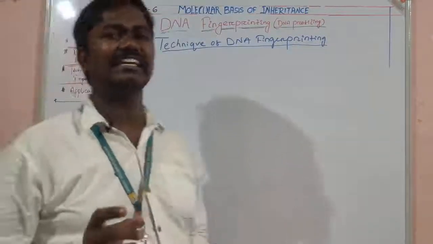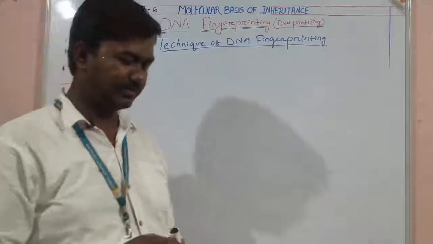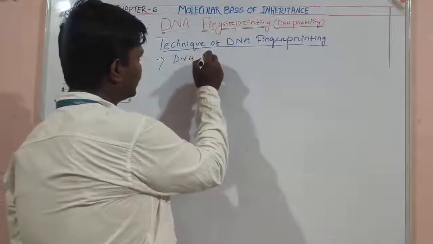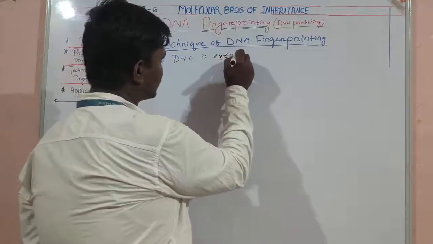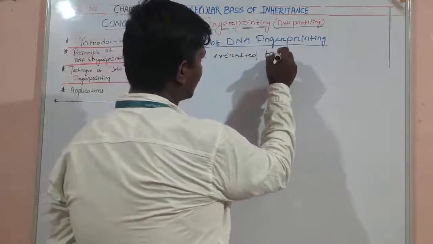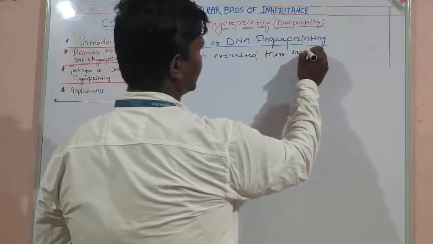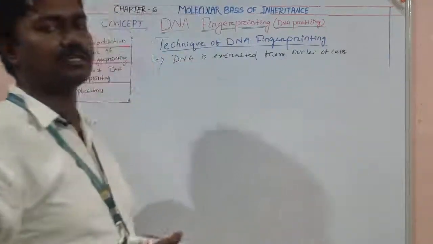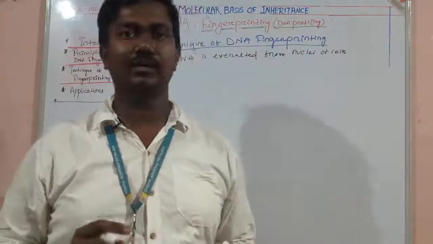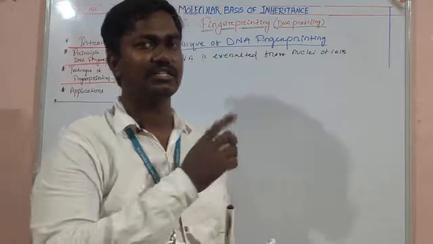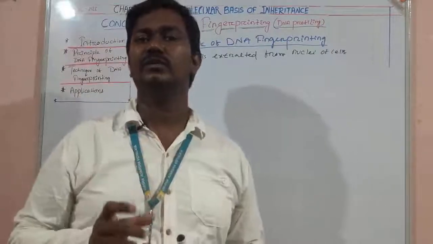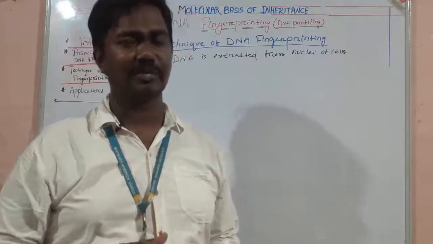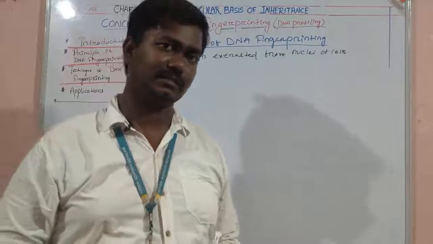First of all, DNA is extracted from nuclei of cells, maybe blood cells, spermatozoa or hair follicle cells. Then this DNA is cut into several fragments using restriction endonuclease, the molecular scissors. These fragments may contain variants.